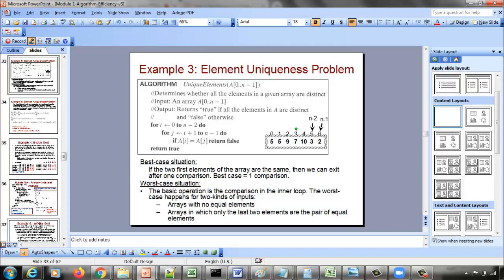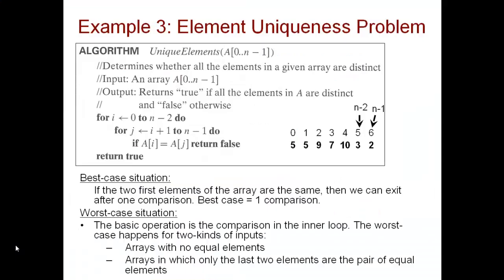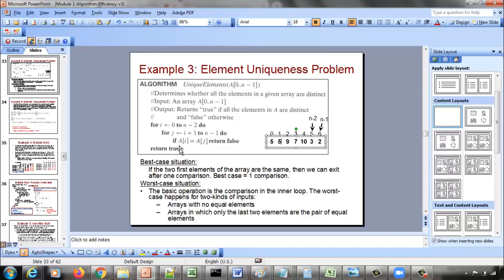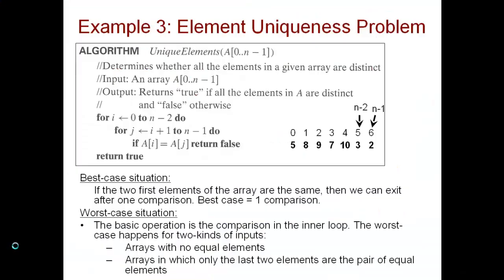We have the first two elements as the same element, then we start from index i equals 0, j equals i plus 1, a of i equals a of j. So right there we can stop and return false, telling that the array is not unique. If the elements are different, that is when we have to really do all the pairwise comparisons.